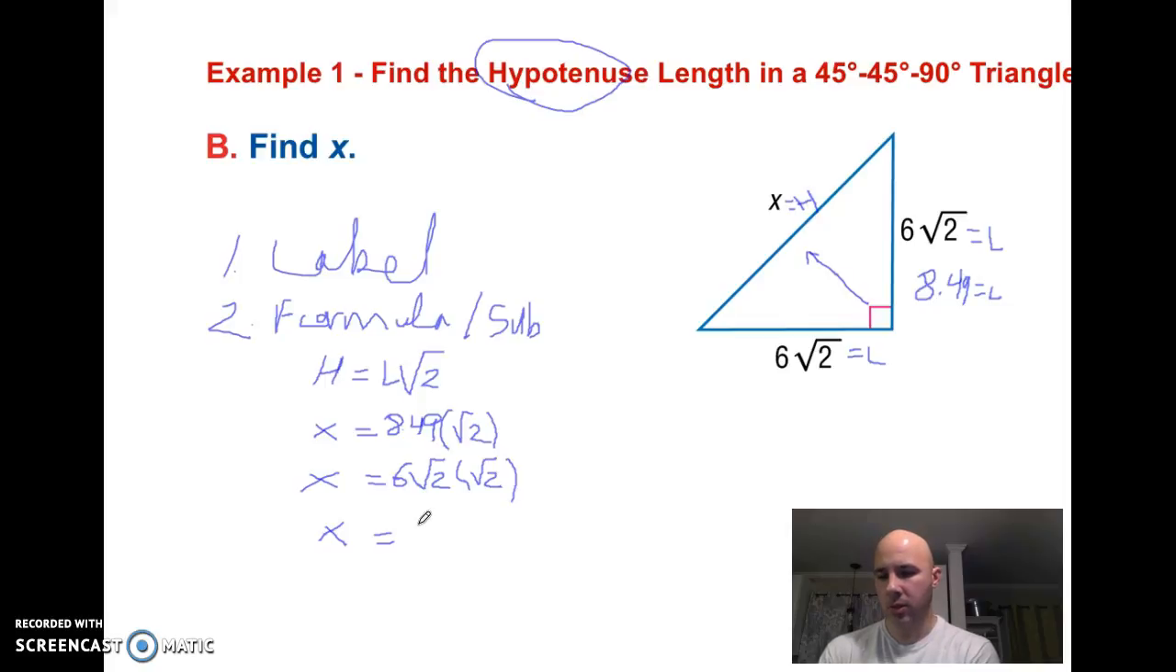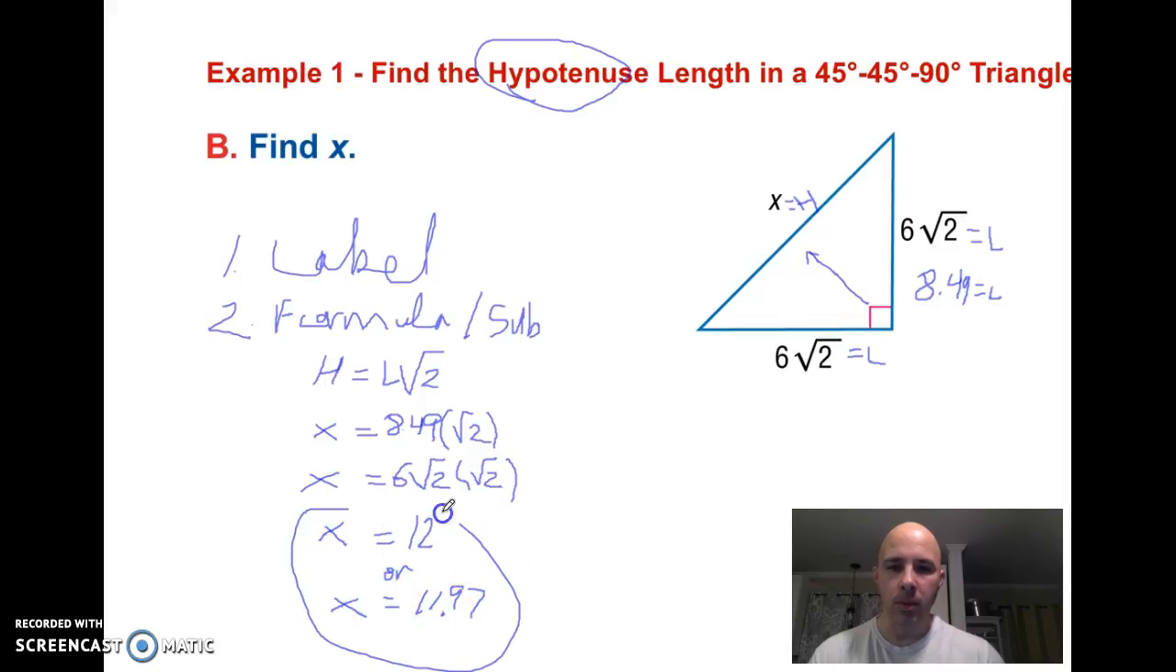6 times the square root of 2 should give you, my calculator says 12, or you can put down a decimal version, which I have 8.49 times 1.41, which will give you about 11.97. And on the benchmark, I'll accept both of these answers. All right? And let me know if you have any questions.